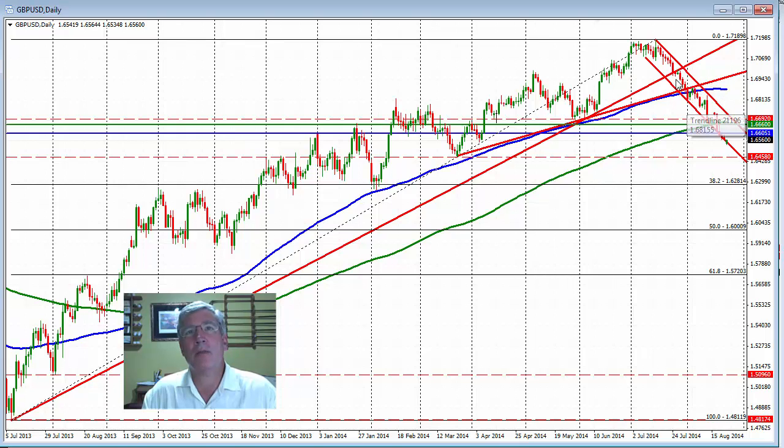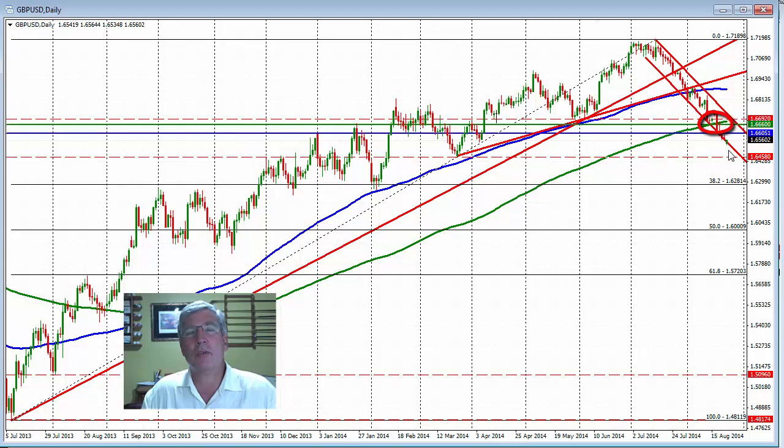Over the last month and a half, actually about a month, the market's been moving lower, breaking below a trend line first, breaking below another trend line here, and then the 100-day moving average. In last week's trading, the market fell below the 200-day moving average. That's the green line in this chart right here, and that was another step in the downward direction, in the correction direction for this currency pair.